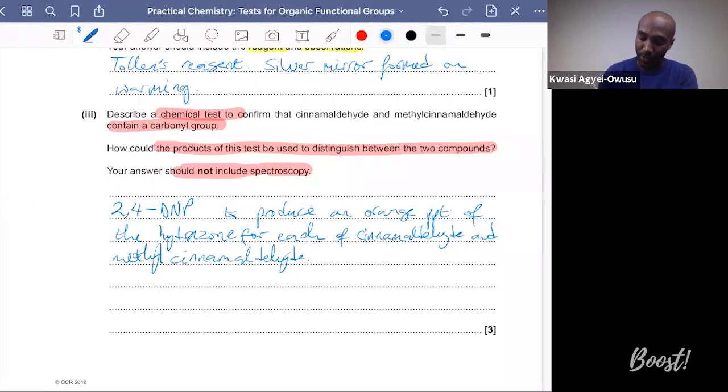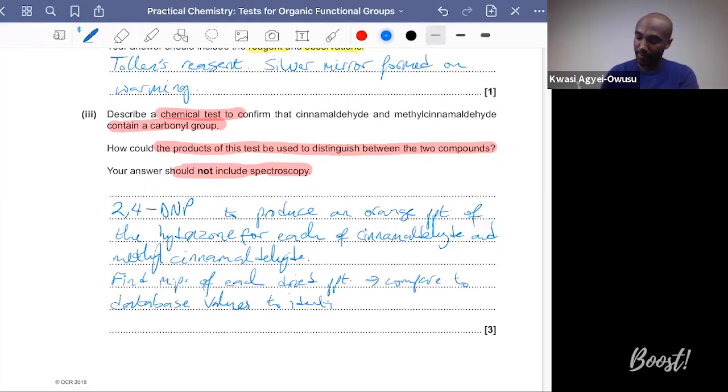We can find melting points. Find the melting point of each dried precipitate and compare to database values to identify the aldehyde. Okay, so that's quite a bit of information to get 3 marks.